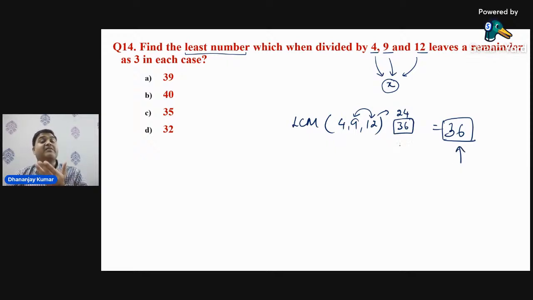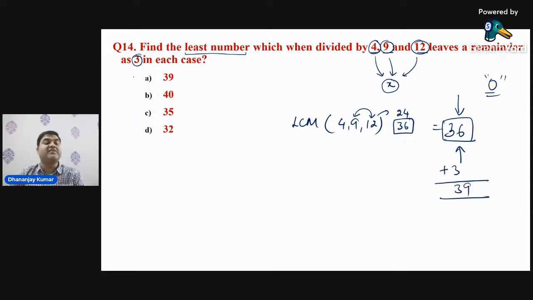Now, is 36 the answer? No, 36 is not the answer. When divided by 4, 9 and 12, 36 will give what remainder? 0 as remainder, right? What they are asking in the question is a remainder of 3. So to have a remainder of 3, you just add 3 to this, no? And 39 will be the answer. 39 will be the answer.